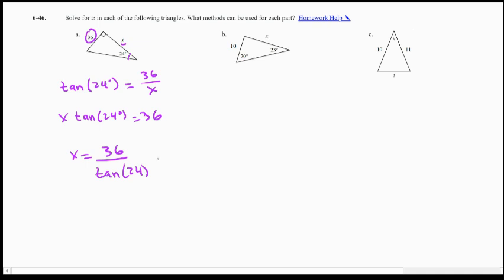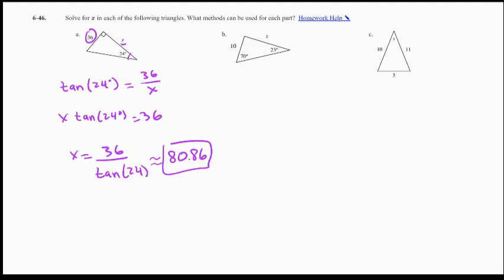And when you plug that into a calculator, you should get something around 80.86. The second one here does not give us this right angle, so I'm not sure if it's a right angle or not. I could do some quick math to see that it's not. It's about 87 degrees because all the angles add to 180, but not important.